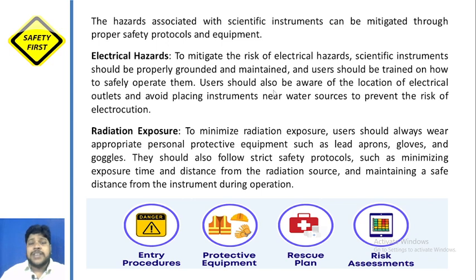Now, let us try to understand how we can handle these hazards one by one. In previous slides, we talked about some very common hazards associated with scientific instruments. So, how can we mitigate them? We need to have proper safety protocols and safety equipment. How to deal with electrical hazards? To mitigate the risk of electrical hazards, scientific instruments should be properly grounded and maintained.